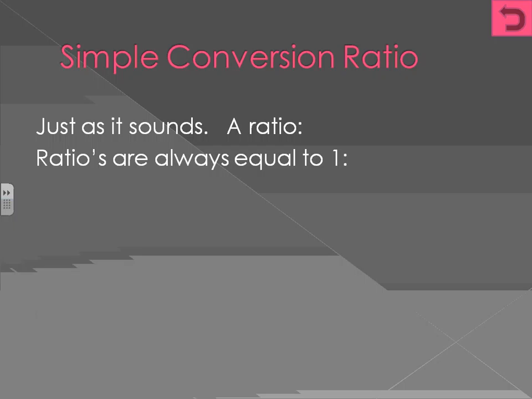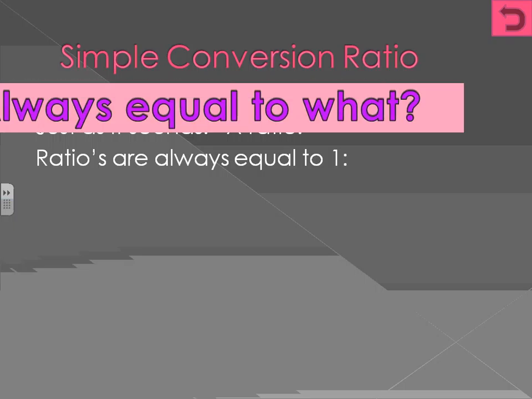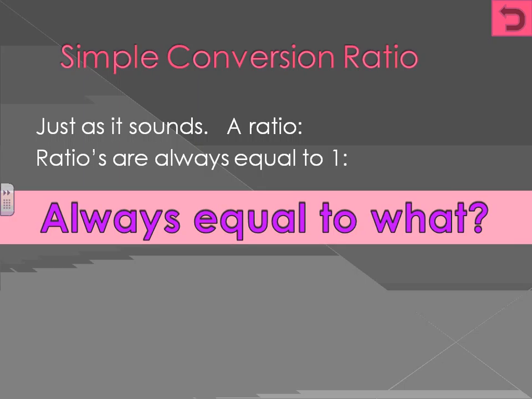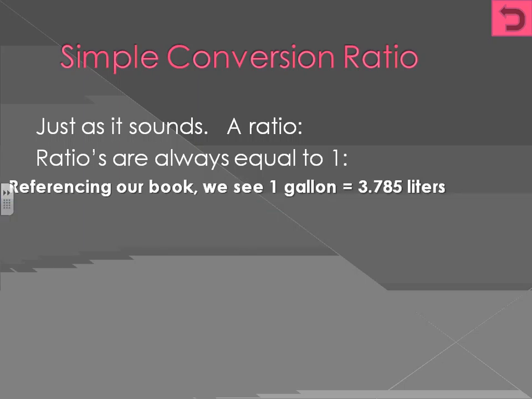We're going to try the conversion ratio first. And it's just like it sounds. A ratio is always equal to, fill in that blank with the number 1. What? Well, here's what it means. So if you look at your book, you see that a gallon is 3.785 liters.